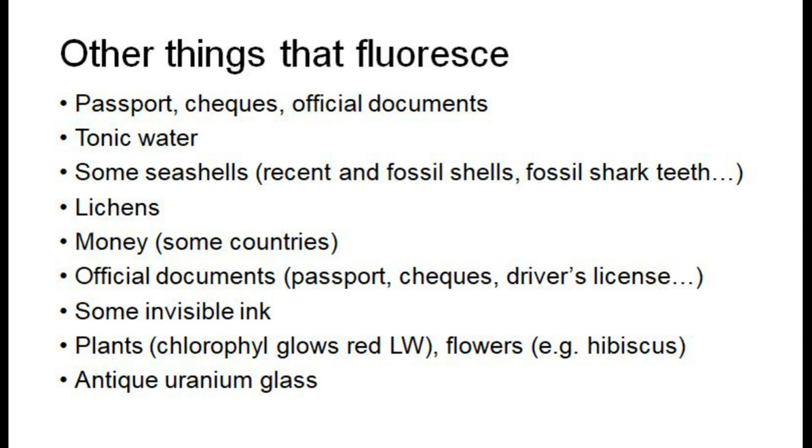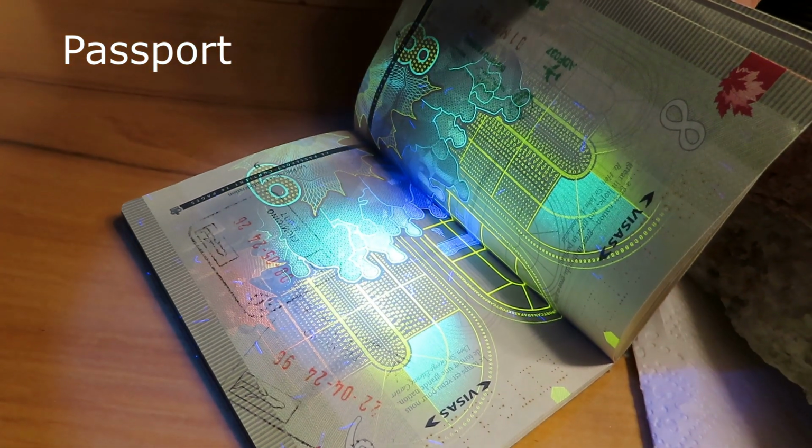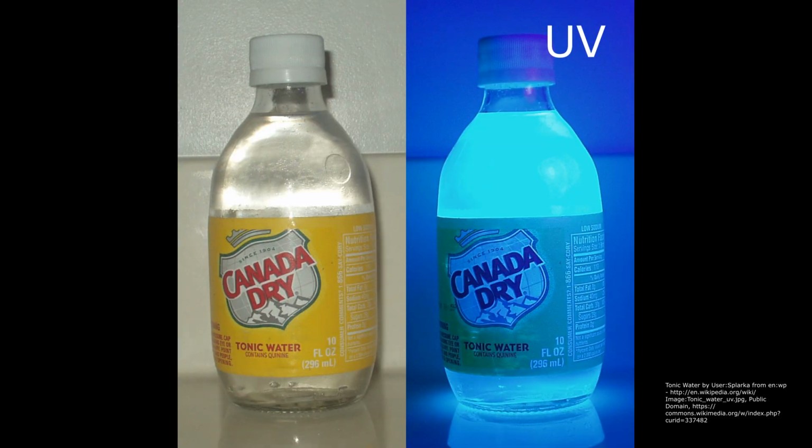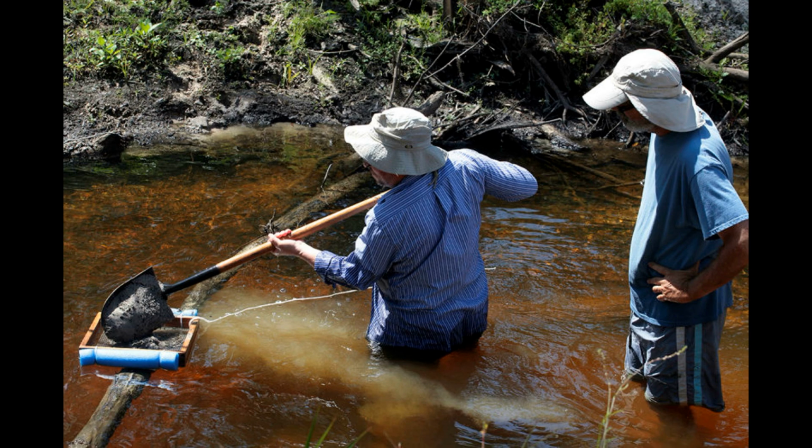Other things that fluoresce, and I'll show you some samples of that too. A passport actually has very spectacular fluorescence in it. Tonic water, it's not soda water, it's tonic water very specifically. If you put a long wave lamp to it, it'll glow light blue, and it's fun to watch. It's a nice party trick to do. Some seashells, if you put a UV lamp to them, glow a beautiful red. I even found some fossilized seashells in Florida that are 50 million years old, and they look white, and when you shine the UV lamp on them, they turn bright orange, so it's kind of spectacular.